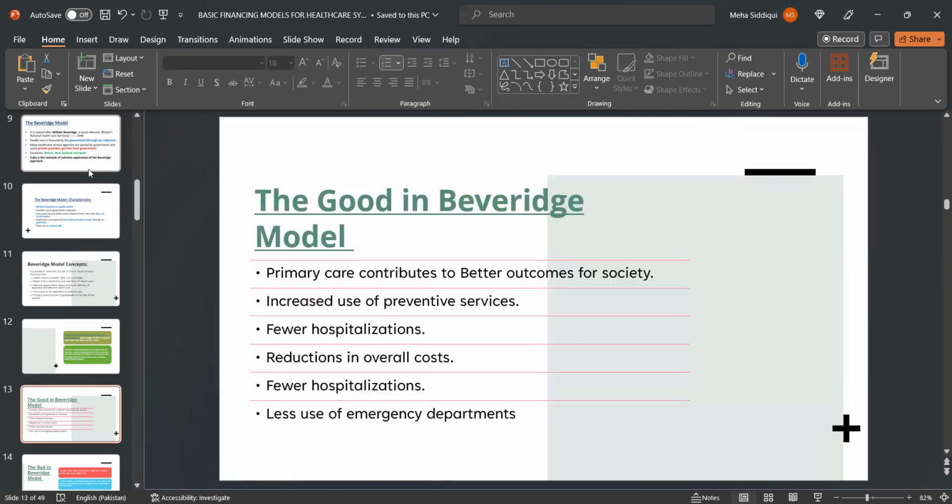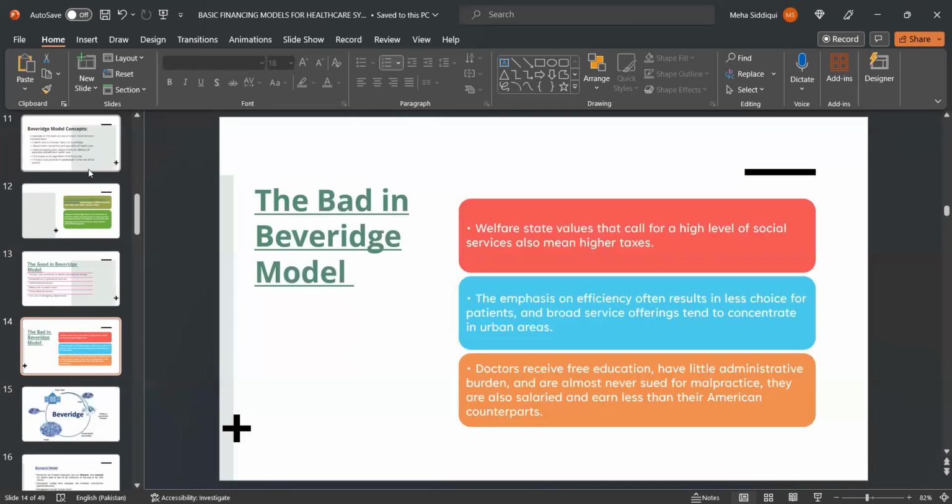The good in this model is that primary care contributes to better outcomes for society, increased use of preventive services, fewer hospitalizations, reduction in overall cost, and less use of emergency departments. The bad in the Beveridge model is that the welfare state values that call for a high level of social service also mean higher taxes. The emphasis on efficiency often results in less choice for patients, and the broad service offerings tend to concentrate in urban areas.